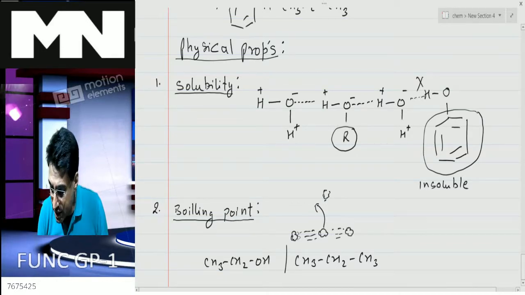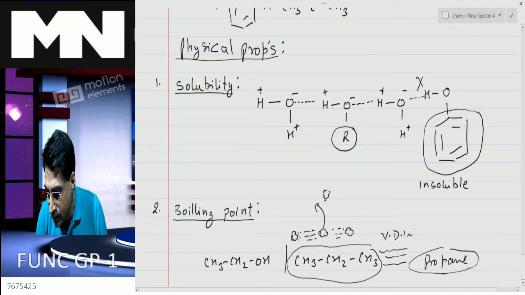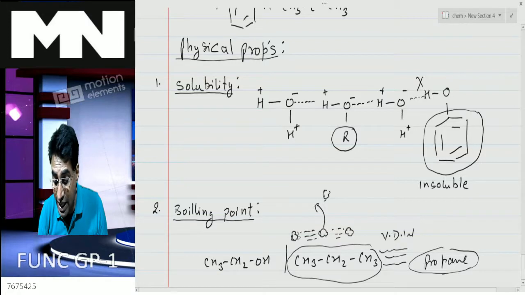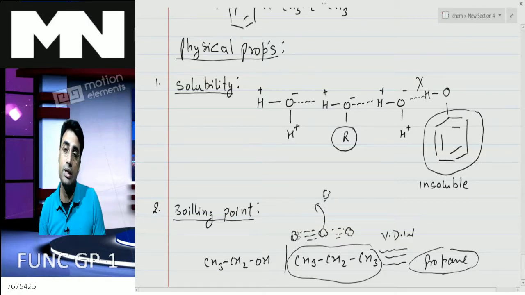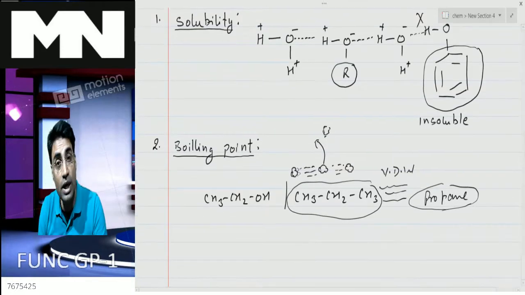If we talk about these hydrocarbons, suppose I am talking about this propane molecule, and I have got another propane molecule here. The only intermolecular force they will have is van der Waals force. Whereas in alcohols, no doubt van der Waals force is there, but along with that, they have intermolecular hydrogen bonding also. And that's why they have a higher boiling point. So alcohols have a higher boiling point.